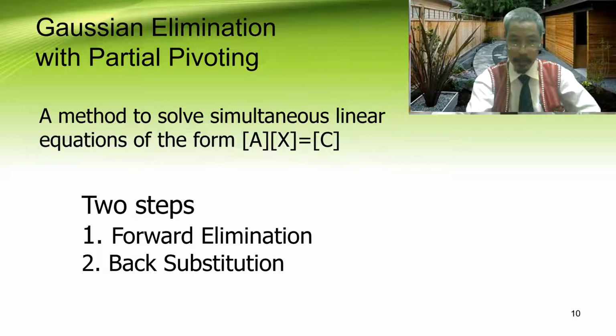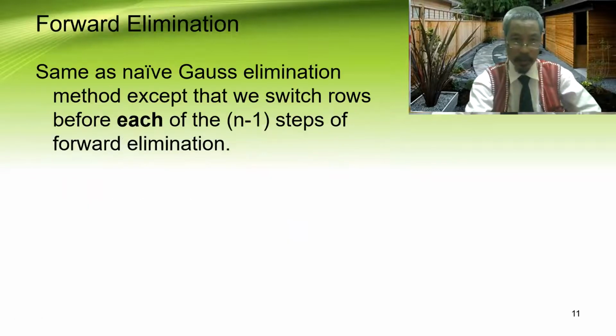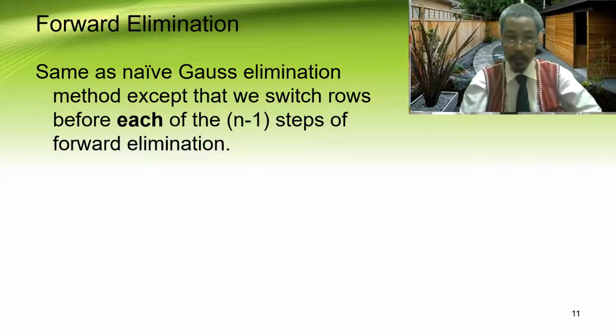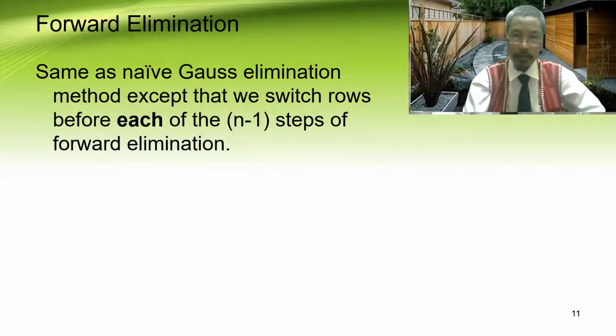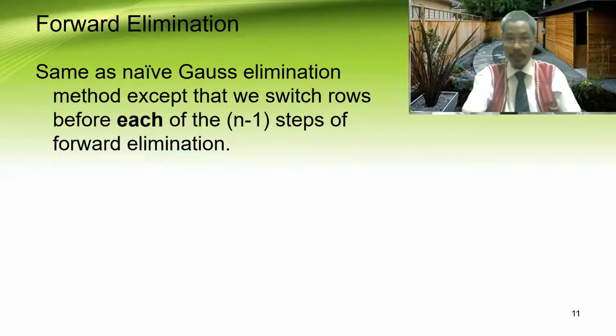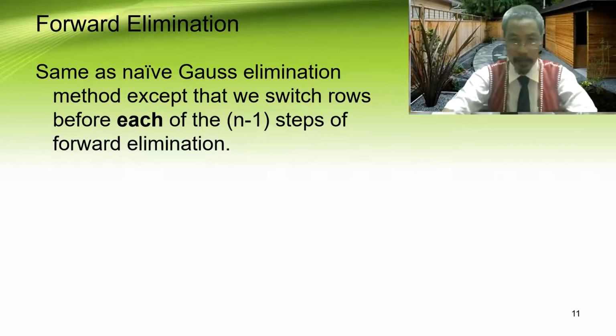A method to solve simultaneous linear equations, again, by our Gaussian elimination method with partial pivoting, has two steps, the same: forward elimination and back substitution. Forward elimination is the same as the naive Gaussian elimination method, except that we switch rows before each of the n-1 steps of forward elimination. We are manipulating the arrangement to avoid pitfalls.